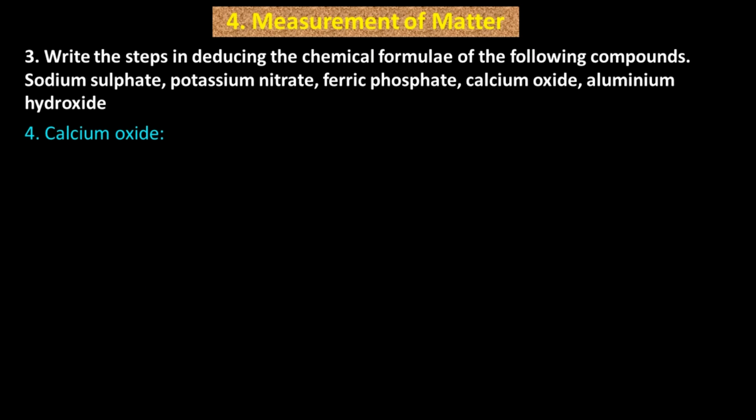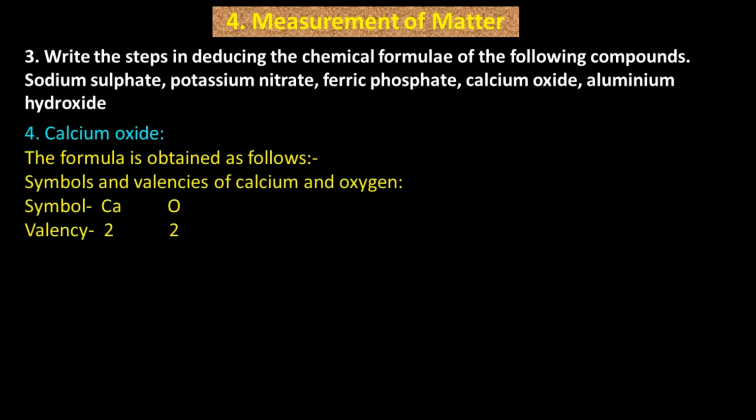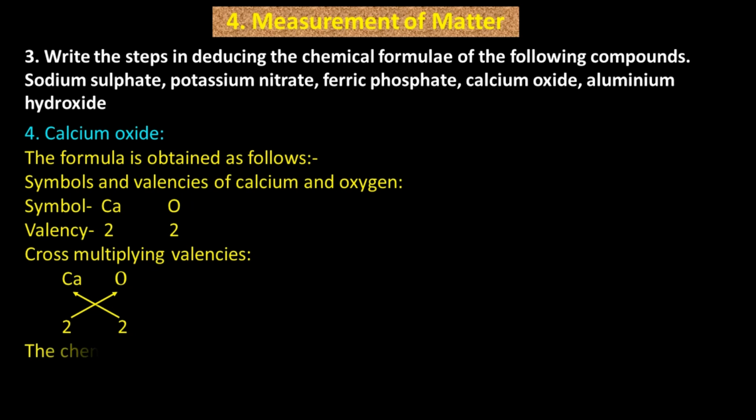4. Calcium oxide. The formula is obtained as follows. Symbols and valencies of calcium and oxygen. Symbol of calcium is Ca and its valence is 2. Symbol of oxygen is O and the valence is 2. Cross multiplying valencies, Ca is multiplied by 2 and O is multiplied by 2. Therefore, the chemical formula of calcium oxide is CaO.